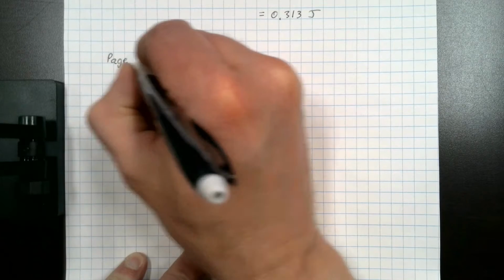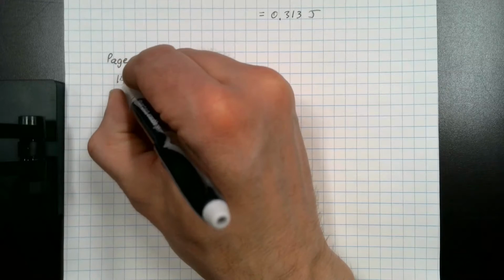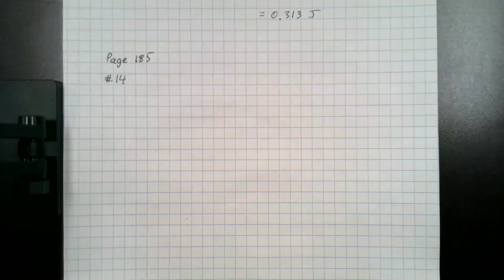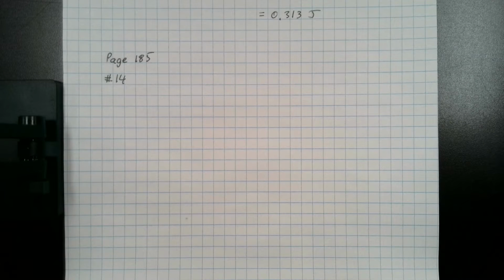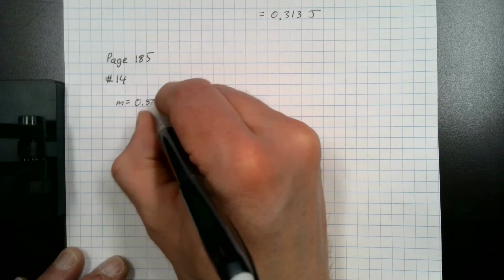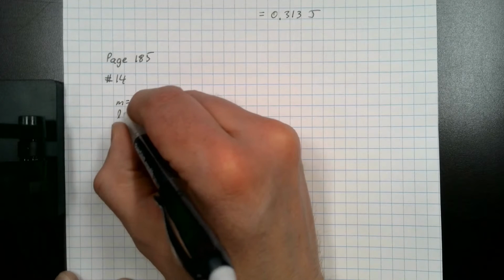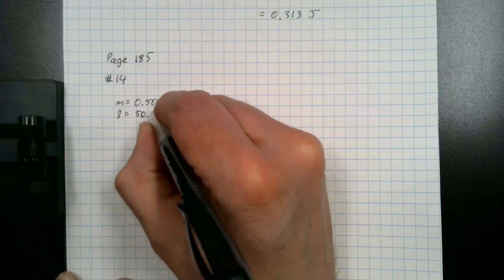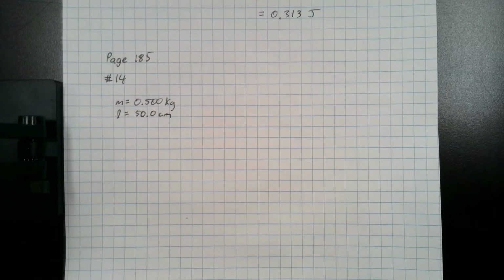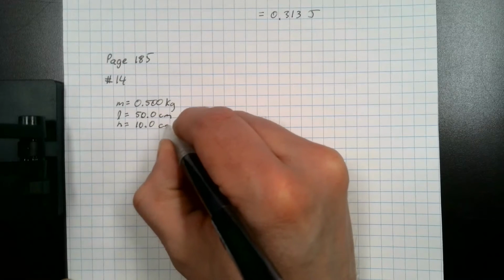Page 185, question number 14. A pendulum consists of a 500-gram metal ball, so we have a mass of 0.500 kilograms. So take the 500 grams, divide it by 1,000 to convert to kilograms. We have a string 50 centimeters long, so it's going to be a length of 50.0 centimeters. It's pulled up a vertical distance of 10 centimeters, so that's a height of 10.0 centimeters.